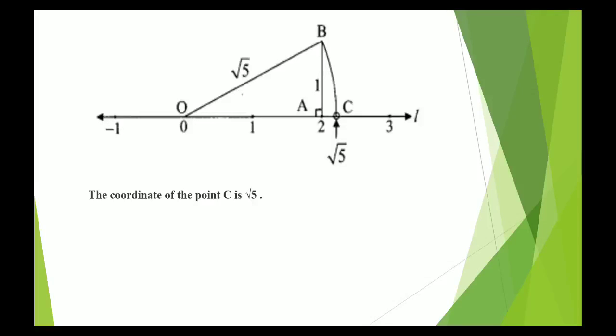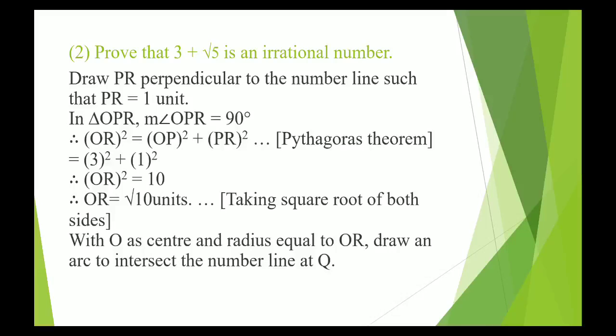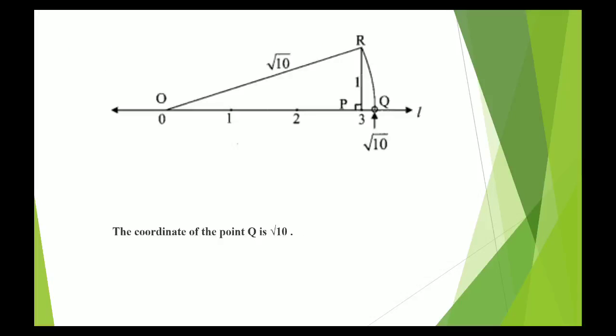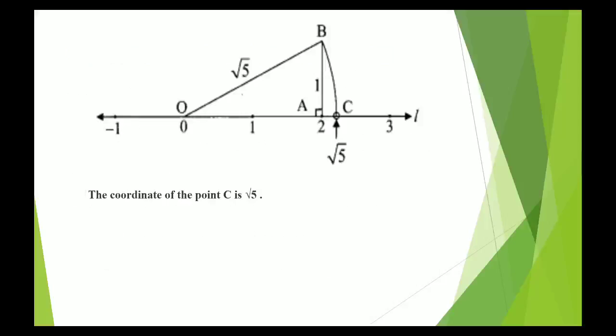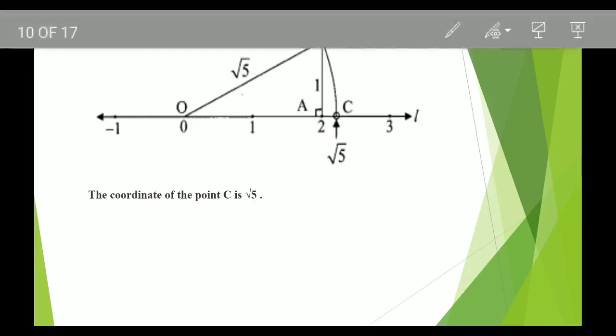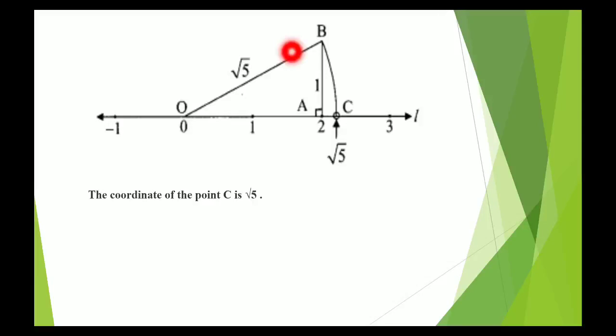Now mark it as B, children. Mark it as B. Now join OB. OB is my hypotenuse. So OB will be my radius of the circle.